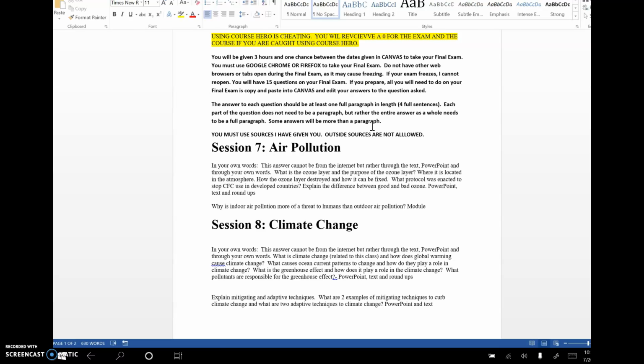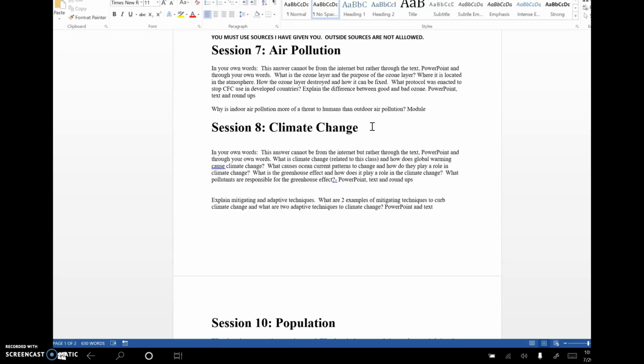Why is indoor air pollution more of a threat to humans than outdoor air pollution? And this can be found in the text, in the modules, etc. But indoor air pollution is a lot more potent. It contains a variety of chemicals that are unregulated, things that we don't know about in our furniture, in our rugs. We spray a lot of stuff like Febreze. We use a lot of chemicals in our home, burn candles, lots of things. So I want you to talk about those.